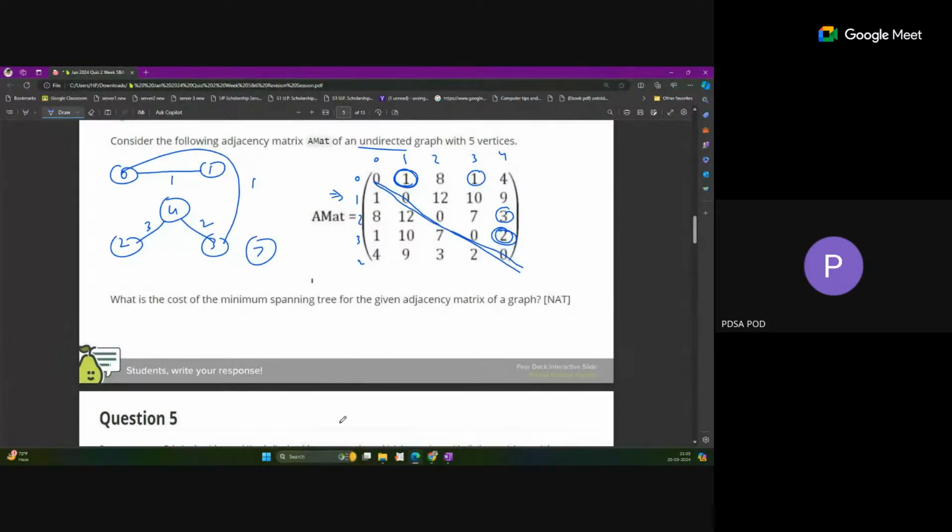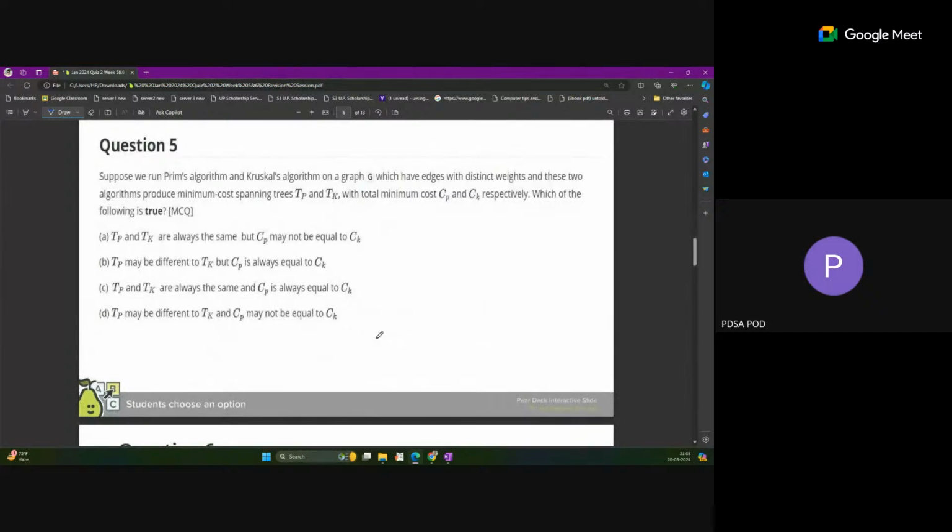So one possible question is here. Question number 5, you can see. Suppose we run Prim's algorithm and Kruskal's algorithm on a graph G which has edges with distinct weights, and these two algorithms produce minimum cost spanning trees TP and TK. TP means Prim's and TK means Kruskal's. These are the trees with total minimum costs CP and CK. Which of the following is true?